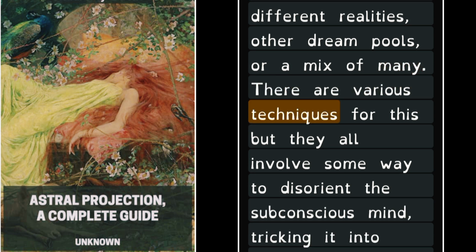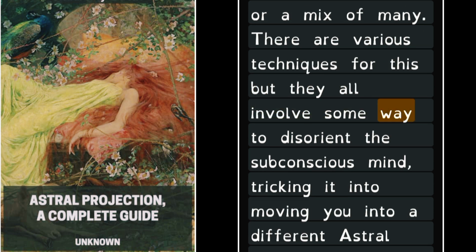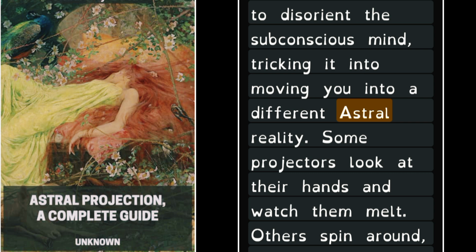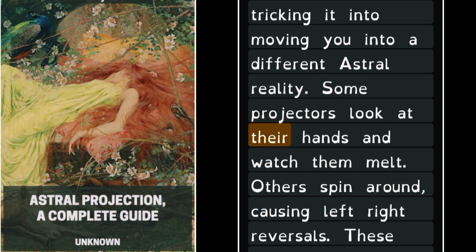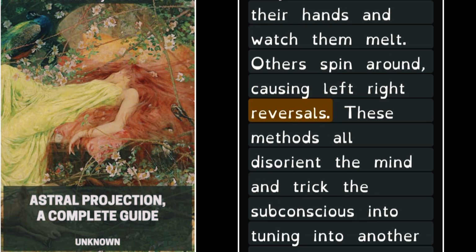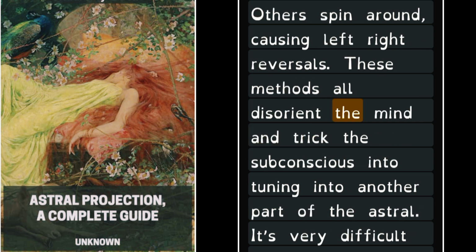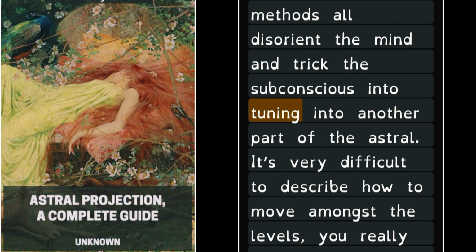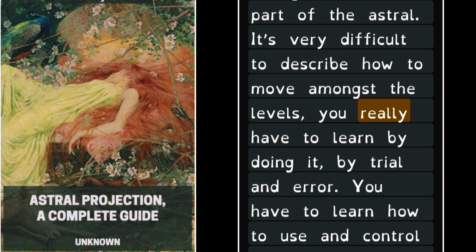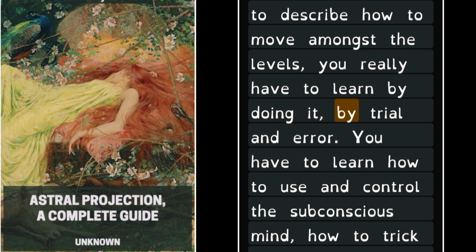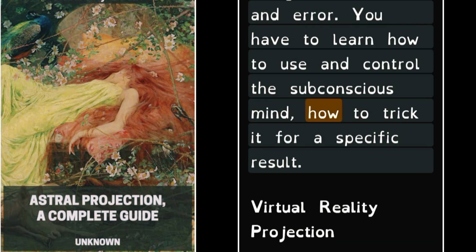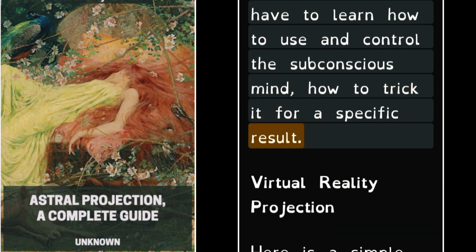There are various techniques for this, but they all involve some way to disorient the subconscious mind, tricking it into moving you into a different astral reality. Some projectors look at their hands and watch them melt. Others spin around, causing left-right reversals. These methods all disorient the mind and trick the subconscious into tuning into another part of the astral. It's very difficult to describe how to move amongst the levels. You really have to learn by doing it, by trial and error. You have to learn how to use and control the subconscious mind, how to trick it for a specific result.